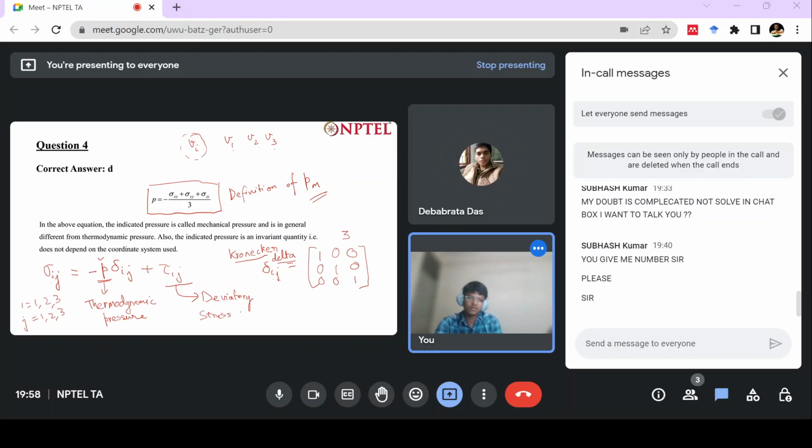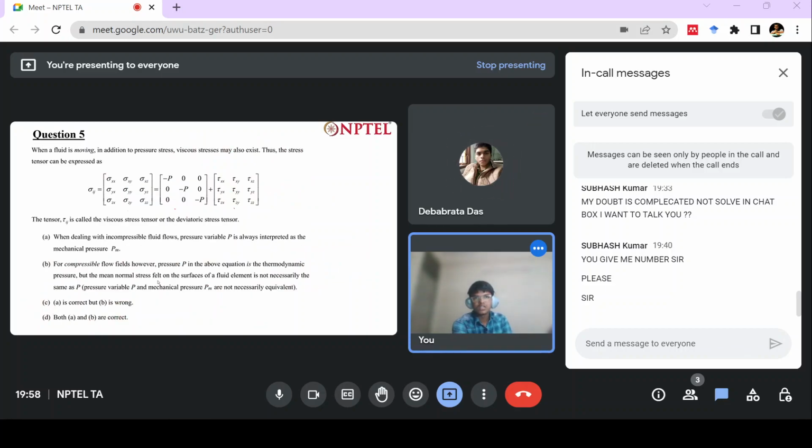So this is the other component of the stress. Apart from thermodynamic pressure, we also have deviatoric stress. Now we come to the question. Here they have done exactly that. This is your sigma ij, and they have broken it down into this minus p delta ij, and this is tau ij.